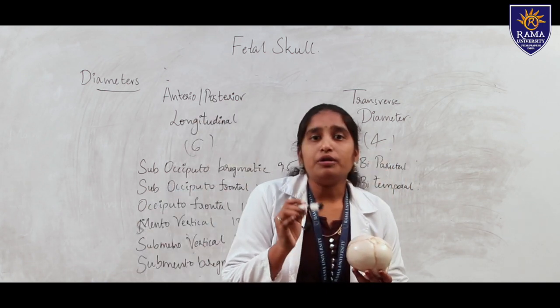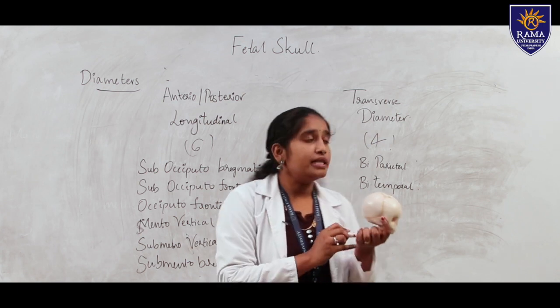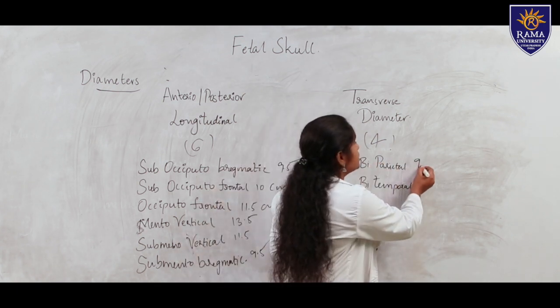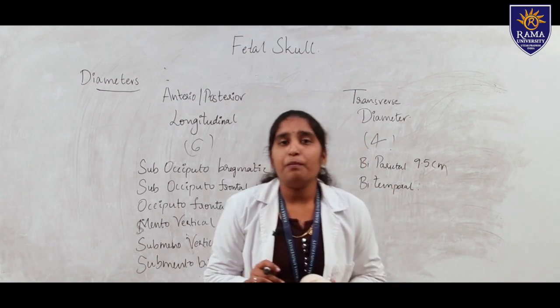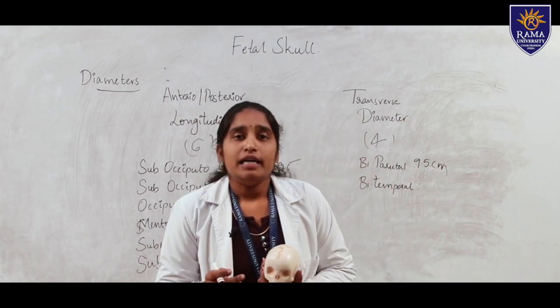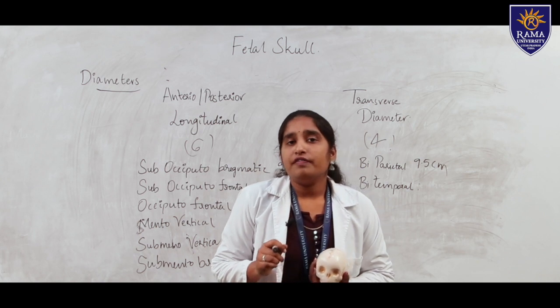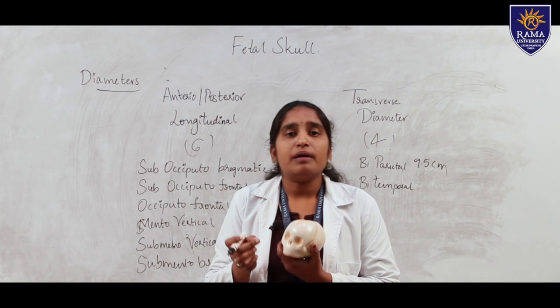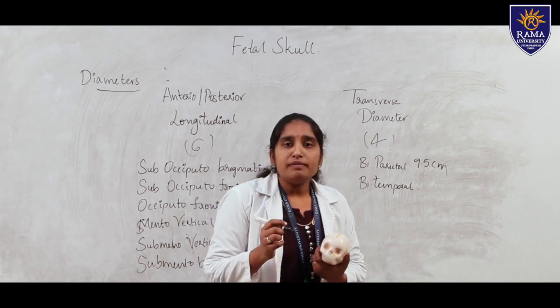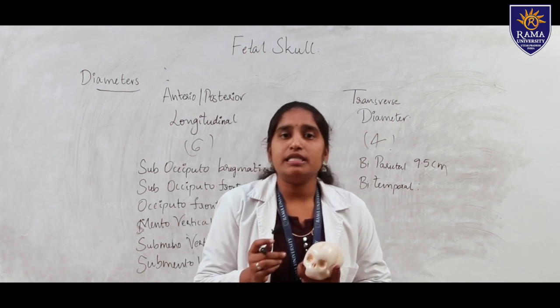The biparietal diameter measures about 9.5 centimeters. The next one is the bitemporal diameter, and it is the smallest diameter of the fetal skull. The bitemporal diameter measures about 8 centimeters.